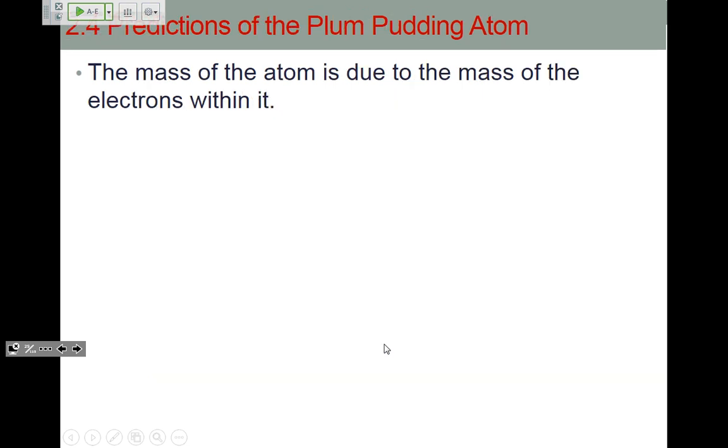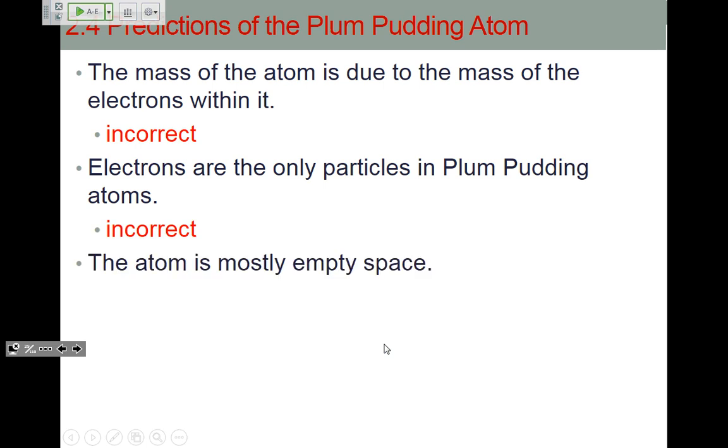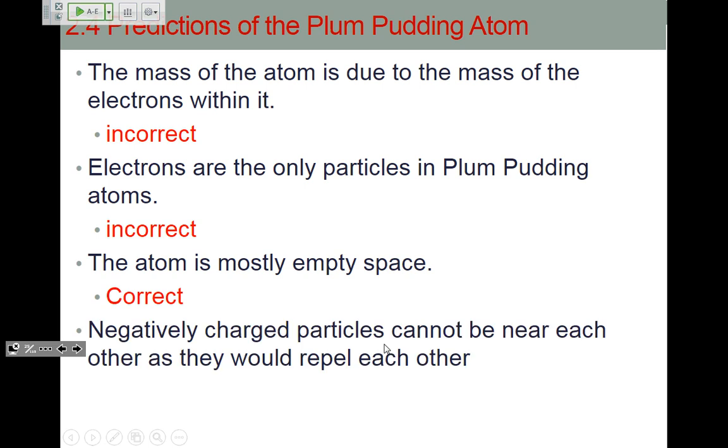He said the mass of the atom is due to the mass of the electrons within it, which, as we'll learn, is not true. But that was his theory. So of course that's incorrect, we know that now. Also, he said electrons are the only particles in his atom, and we also know that to be incorrect. But he was right on some things: that the atom is mostly empty space, and that negatively charged particles can't be too near each other because they repel each other. He wasn't correct on everything, but he was correct on some of it.